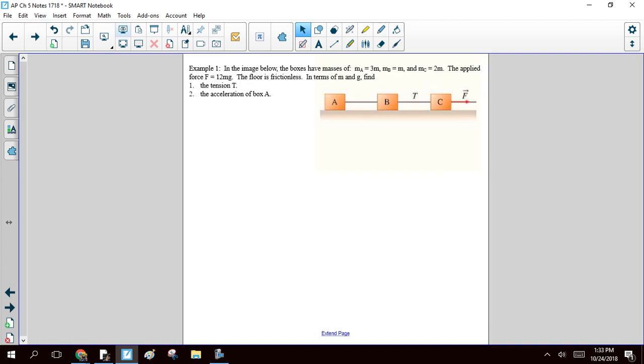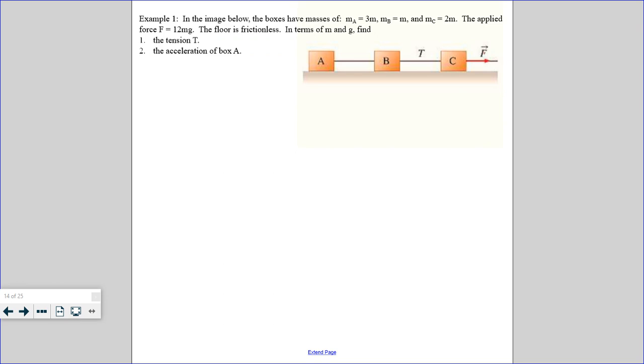That's better. Okay, so in the image here, our boxes have masses of: box A has a mass of 3m, this one has a mass of just m, and box C has a mass of 2m. The applied force is 12 mg. We've got this force being applied just to box C, with a magnitude of 12 mg. What we need to do is find both the tension in the string labeled T, and find the acceleration of box A, which is kind of silly, because everything's going to have the same acceleration.